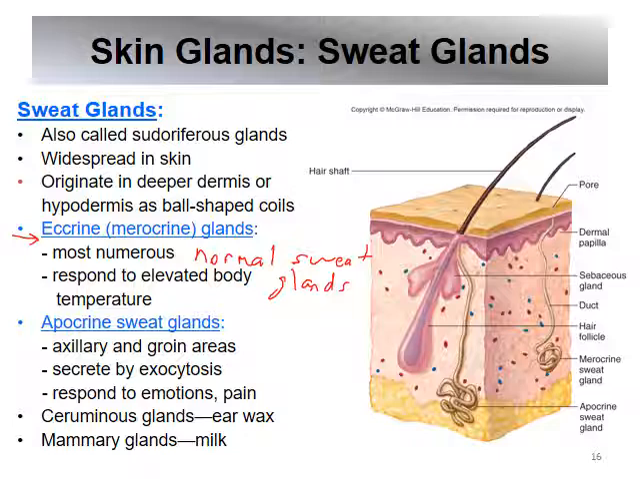Then we also have these apocrine sweat glands. Know that these are a little different, but these are found in the armpits and the groin areas. Ceruminous glands are also a type of sweat gland. Know that these make earwax, and the mammary glands make milk.